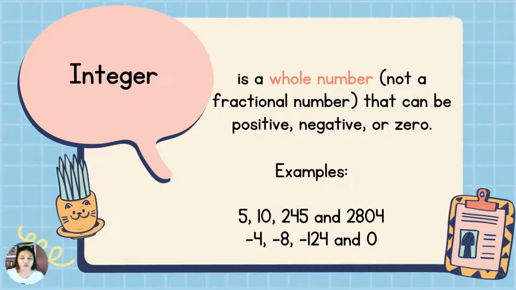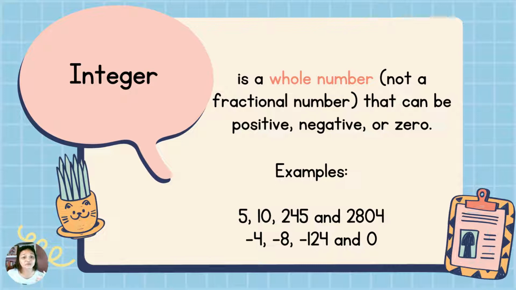Ano ba ang integer? An integer is a whole number. It is not a fractional number, so hindi tayo gumagamit ng mga fractions. And it can be positive, negative, or zero. So here are some examples of an integer. Pwede siyang 5, pwede siyang 10, 245, or 2,804. Pwede din siyang millions, pwede din siyang 100,000. Pwede din siyang negative. So sabi nga, it can be positive, negative, or zero.